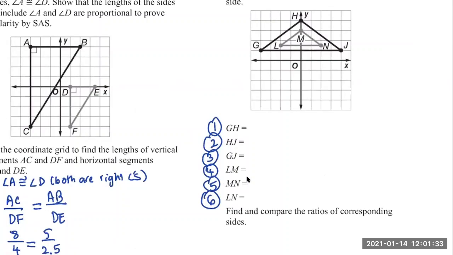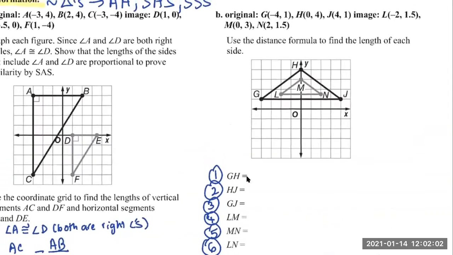And then also tell me what it was that you found. So LM equals blank. And if you have a fractional value, like there is one with a fractional value, you can use a calculator to determine that. Oh yeah, let me show you guys the coordinate points. Thank you.